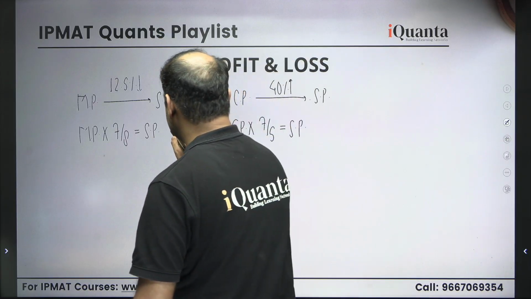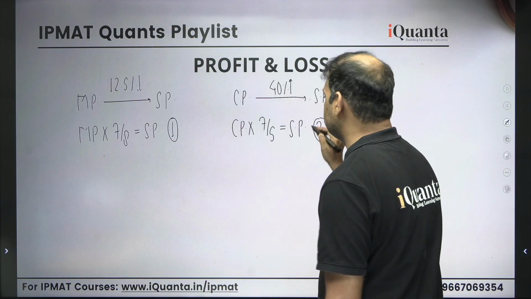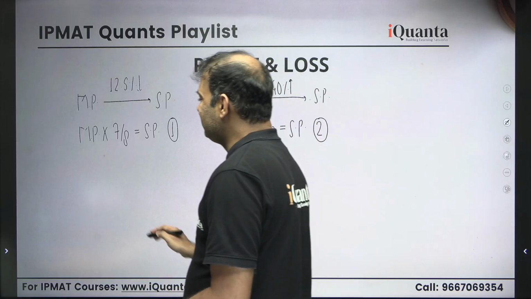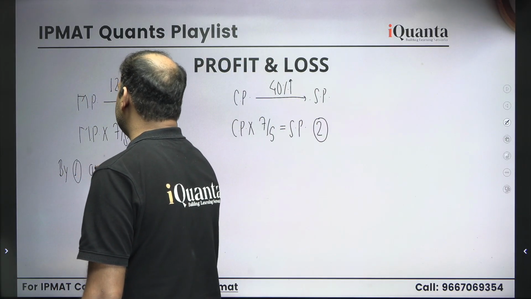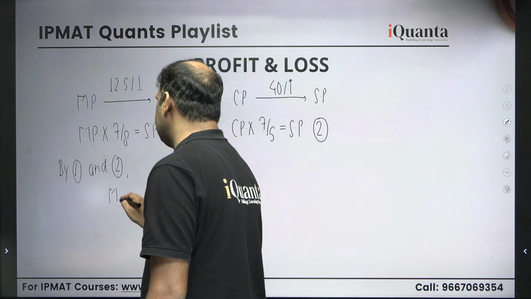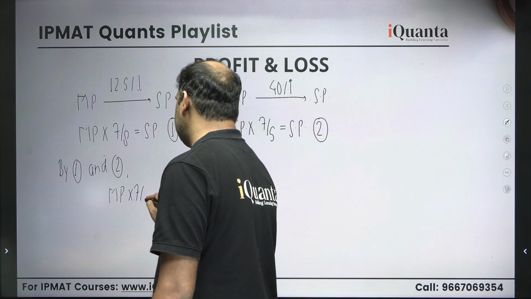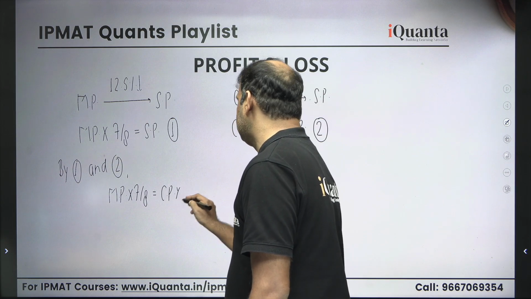So we can do one thing. Let's make this equation number 1. Let's make this equation number 2, right? Both the equations' right hand side is common, so we can say that the left hand side should be the same as well, right? Okay, so we'll say what? MP into 7 by 8 has to be actually CP into 7 by 5, right? CP into 7 by 5.